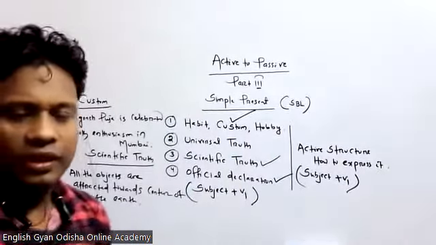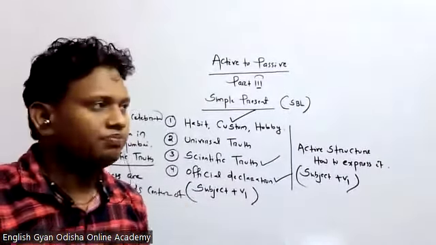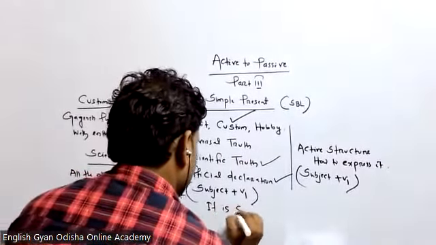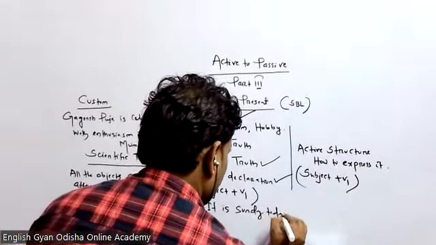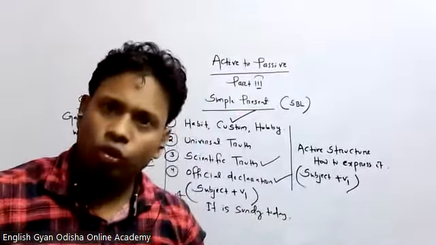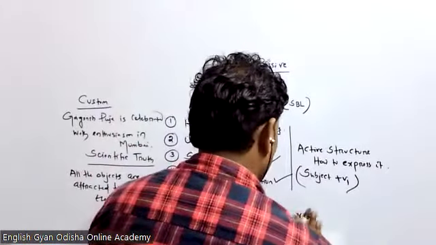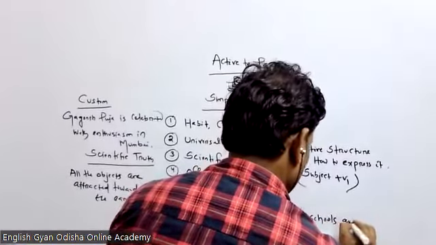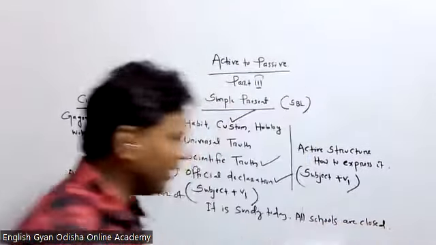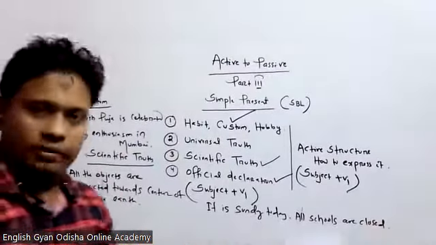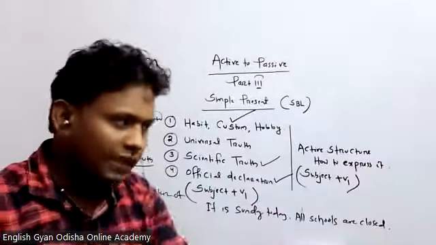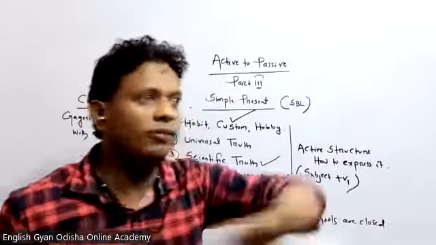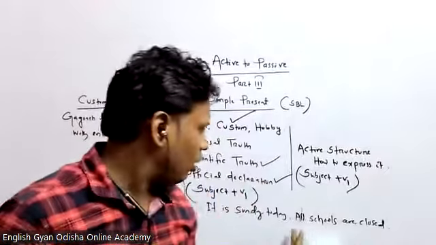And official declaration, you already know, but still let me give you an example. Suppose it is Sunday today. Suppose I say it is Sunday today. All banks are closed, or all schools are closed. So what you can understand, my friends, it is Sunday today. You are not going to say that the government side, the principal, all the principals of the schools have closed the school. Are you going to tell like that? No, all schools are closed.